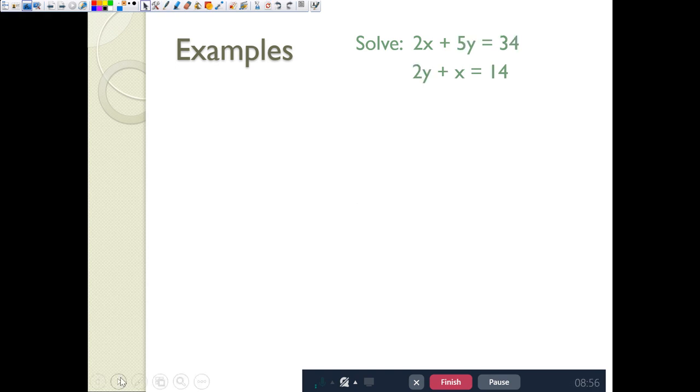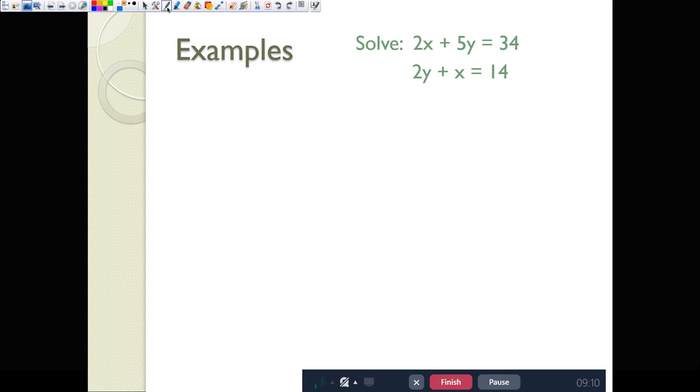Alright, so I have 2x plus 5y equals 34 and 2y plus x equals 14. Are these both in standard form? No, I need to rewrite my bottom equation as x plus 2y equals 14. We can change the order because of the associative property that we learned at the beginning of the year.